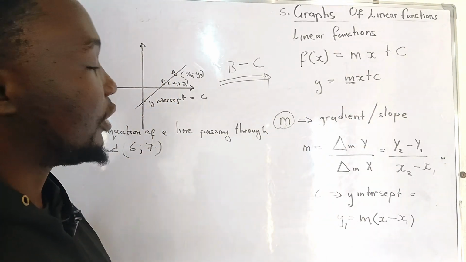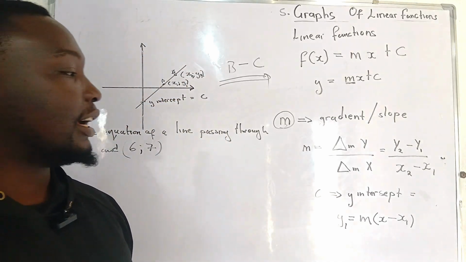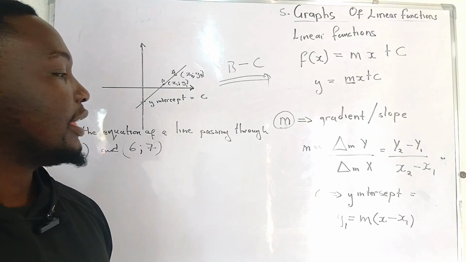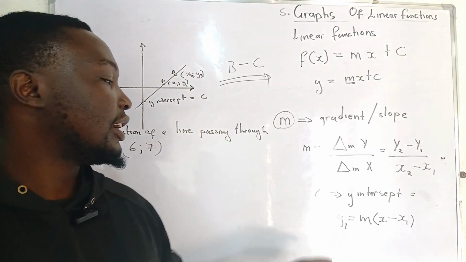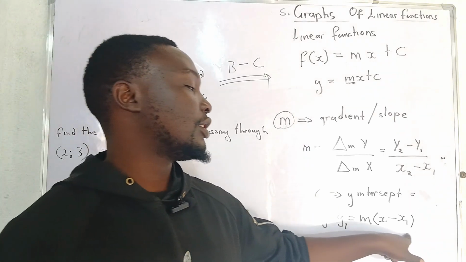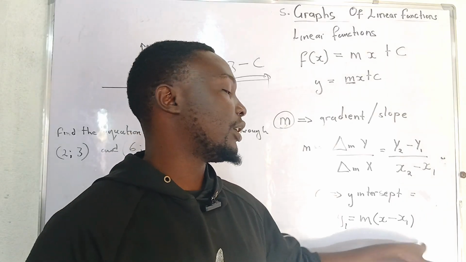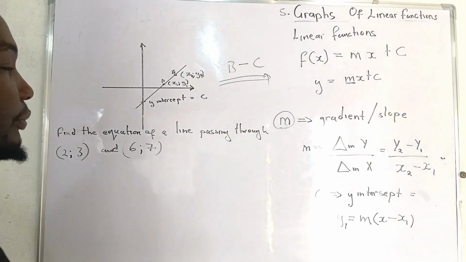So if you are given 2 points and you are asked to find the equation of the line, you will first find the value of m. When you have found the value of m, you take either of the points, then you put them into this equation. Then you solve this equation, you would have found your c. After simplifying this equation, you come up with the equation of a line. So let's do an example.